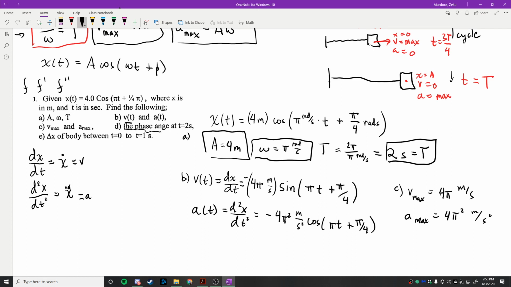I don't even know what this question is about. We're not going to read it. The phase angle is just this. It doesn't change. That's phi. So I don't know what that question is supposed to be.